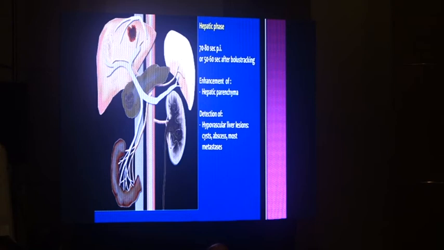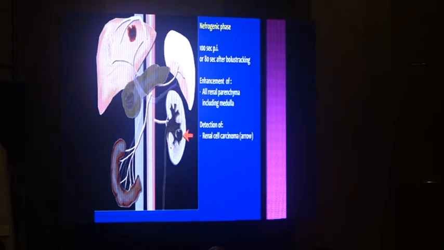Hepatic phase: films are taken after 60 seconds, almost about 1 minute, for enhancement of the hepatic parenchyma, especially for liver cyst, liver abscess, and metastatic lesions in the liver. Nephrogenic phase: 80 seconds after the bolus contrast, especially for renal tumors.